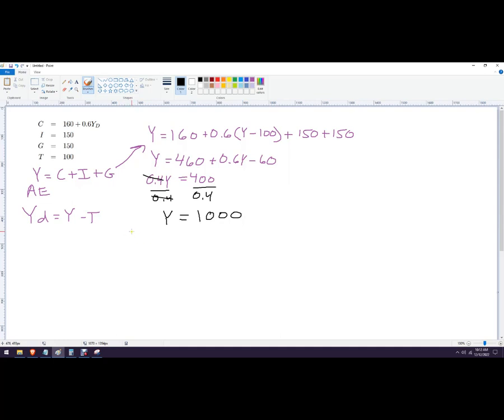So that's how to solve for income. They might call it aggregate expenditure. They might call it spending, aggregate spending in an economy.